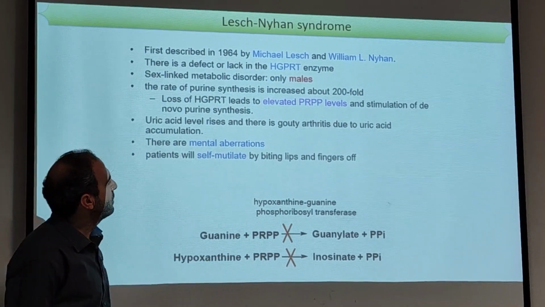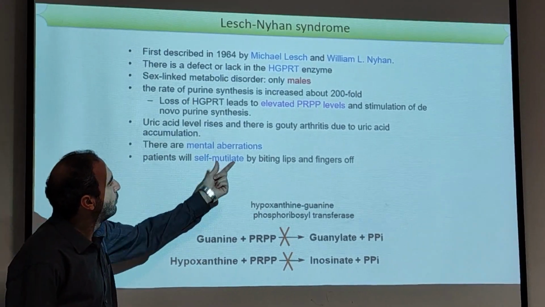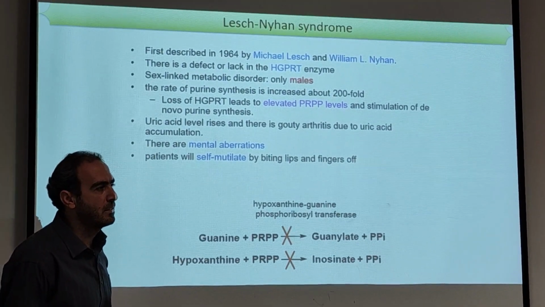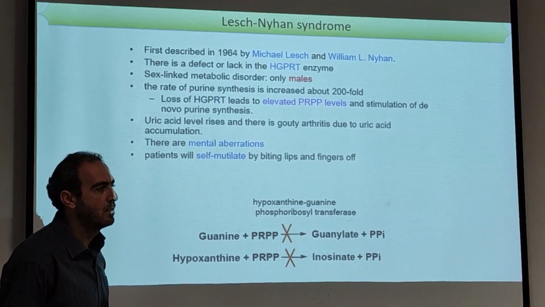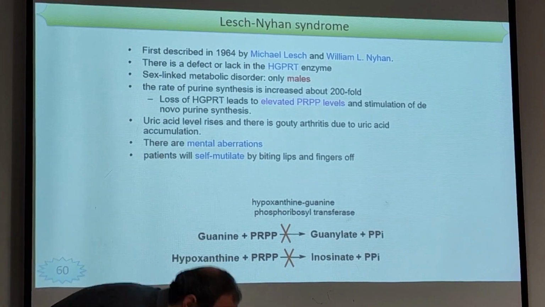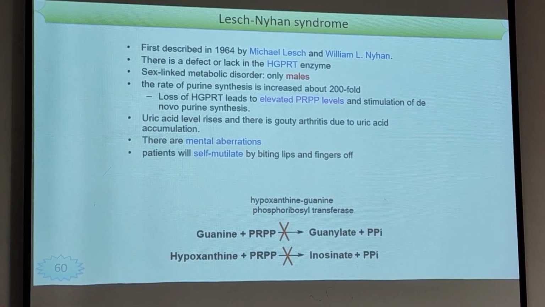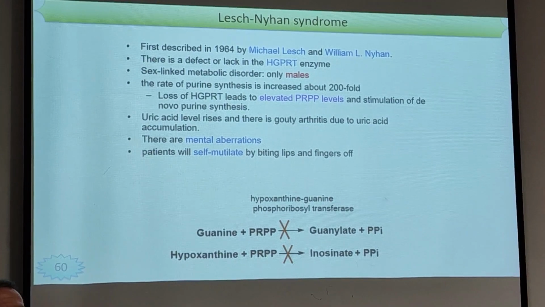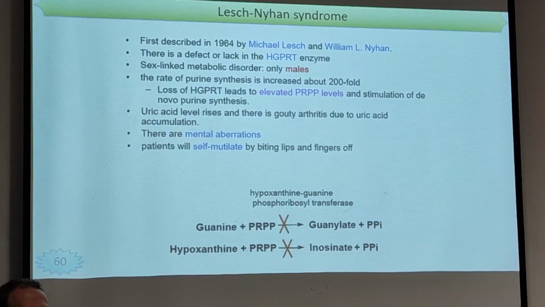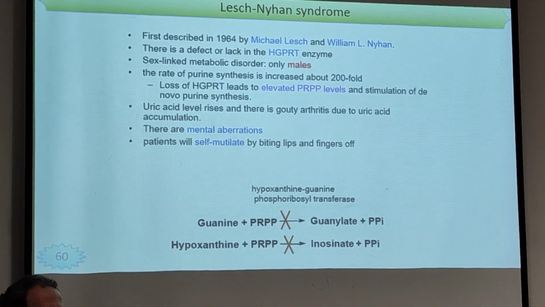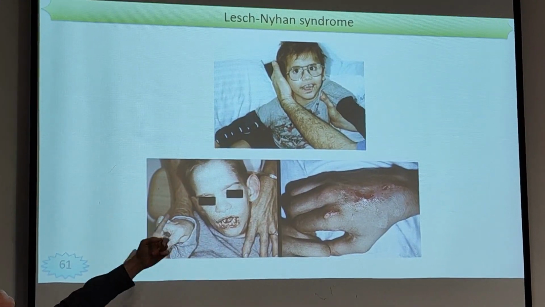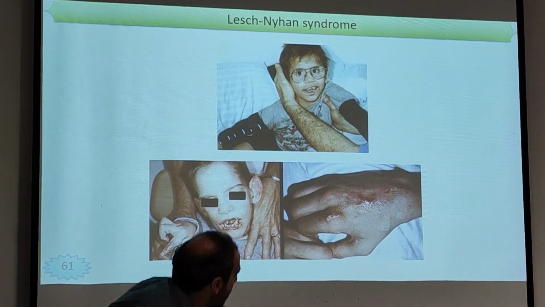They have mental aberration, and also they self-mutilate. What does that mean? Self-mutilate. Do you know about self-mutilate? When someone hurts himself, hits himself, or bites his lips and harms his hands, all of them like that. Okay, it's known as self-mutilation.